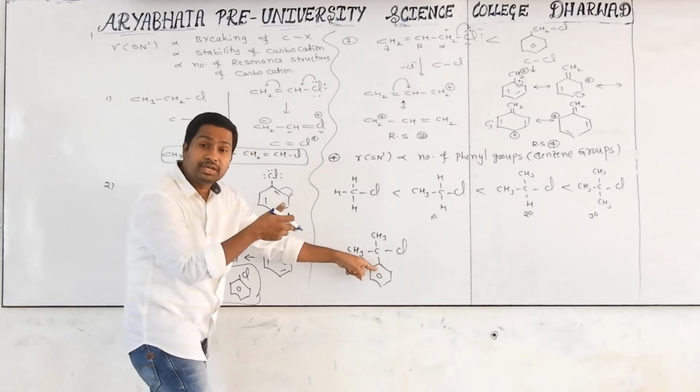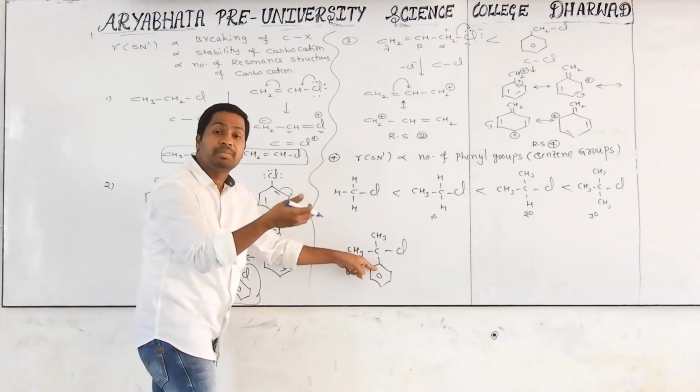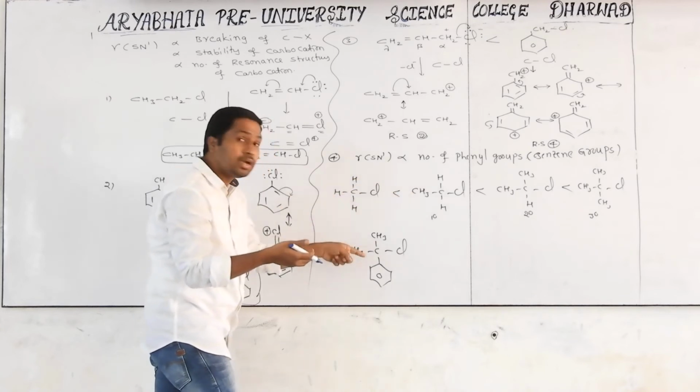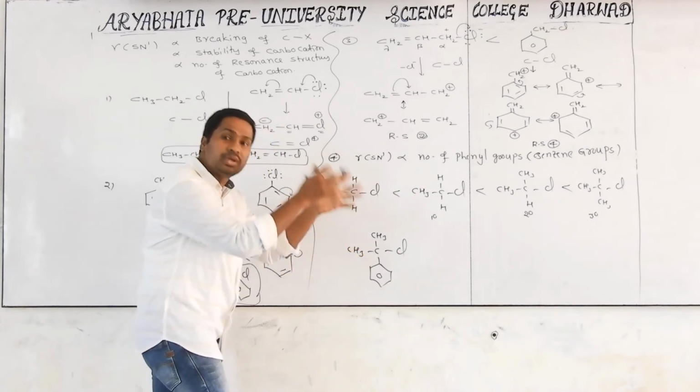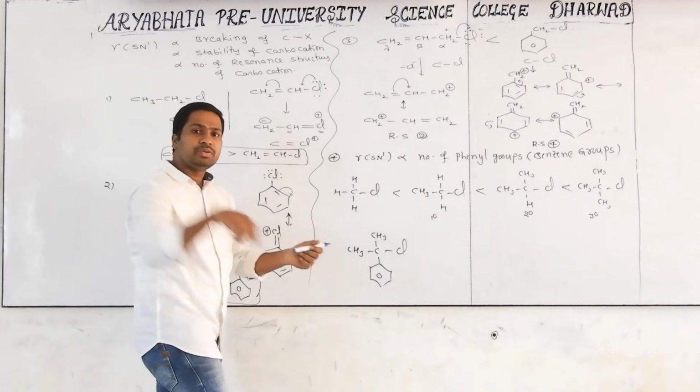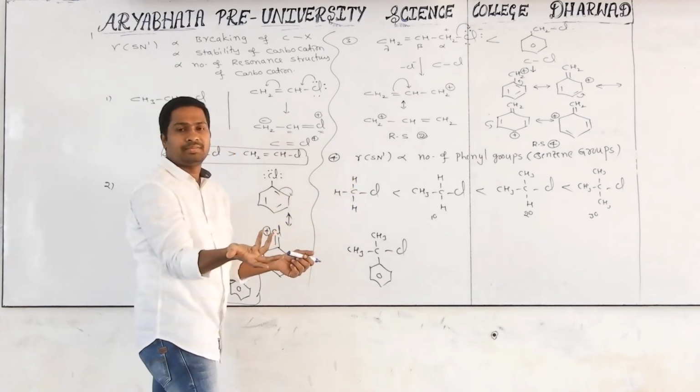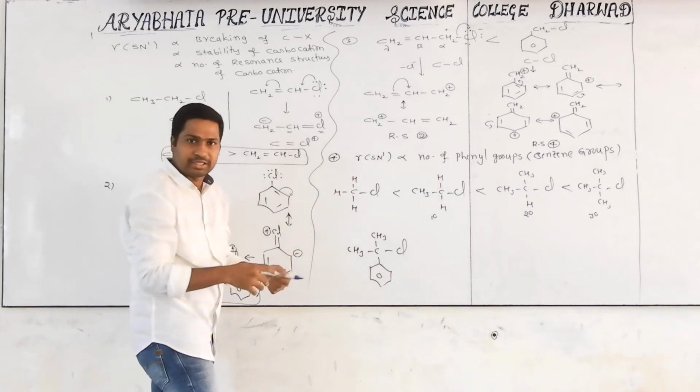By involving benzene, more resonance structures are coming, thus becoming more stable. That's why, compared with the opposite compound, this compound has much more interest to lose the Cl ion. Whenever it is immediately attacked by the nucleophile, the rate of reaction will be high.